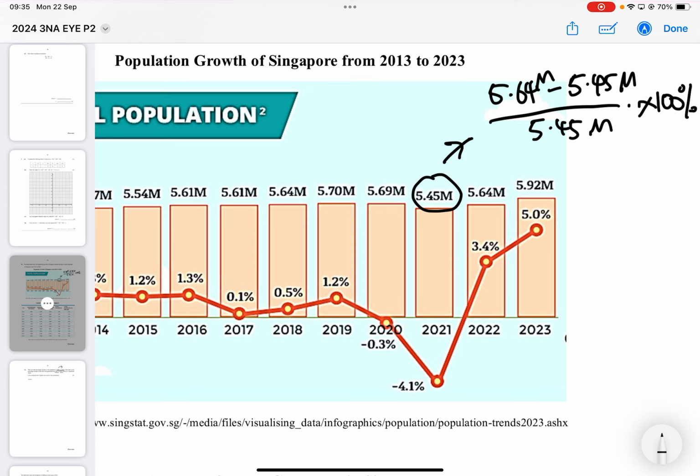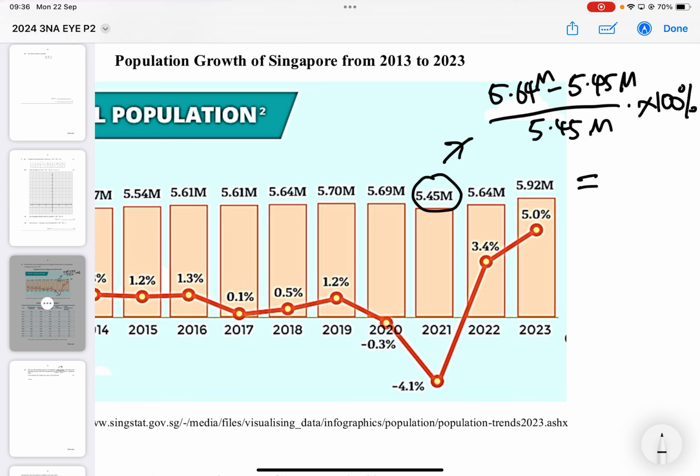So we take 5.64 million minus 5.45 million divided by the original, which was 2021, because we increased from 2021. So we take the 2021 amount, then multiply by 100%. That will give us the percentage increase in population. So we first find the population first. So after I press inside my calculator, (5.64) minus 5.45 divided by 5.45 times 100.